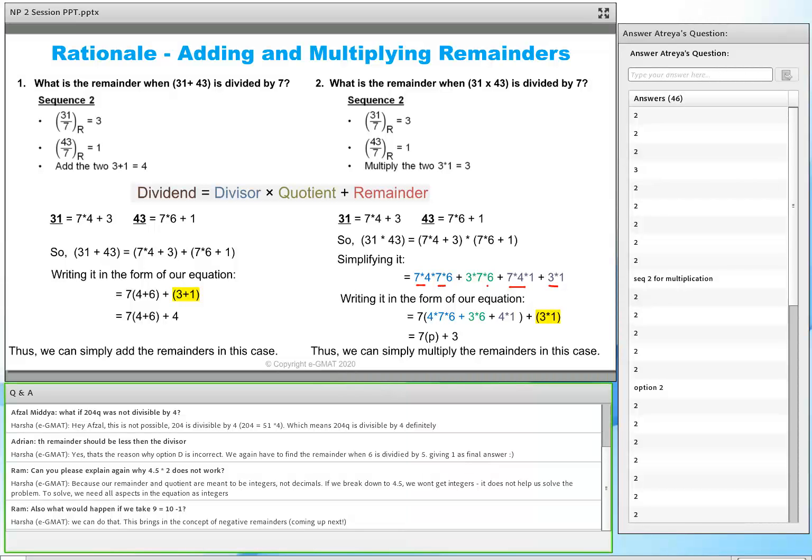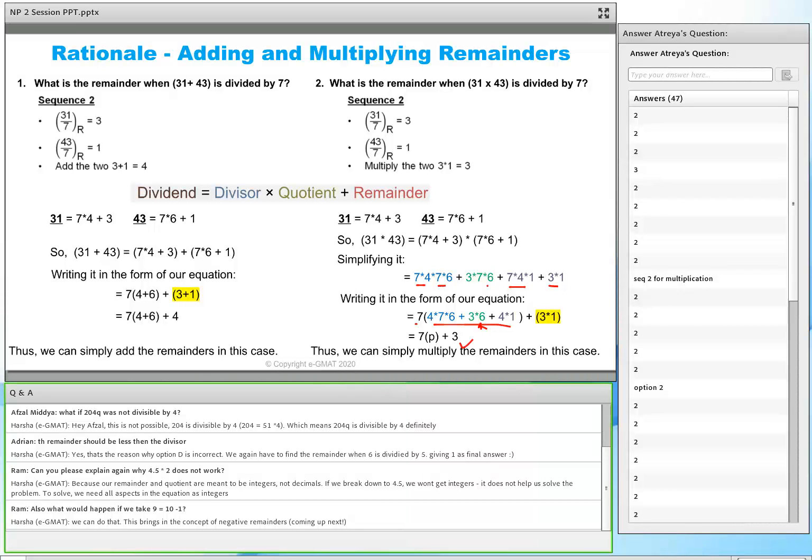Again, what I'm going to do is take 7 common and get an expression, just to make sure that I write this entire expression in terms of 7p plus r. So this can be written as 7p plus r if this large expression is considered as p, and this is the final answer for my question.